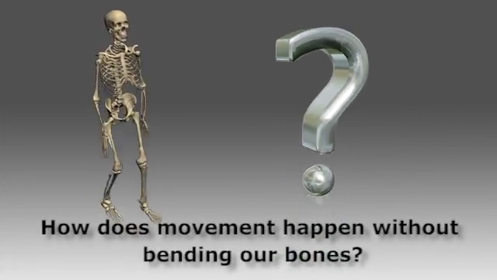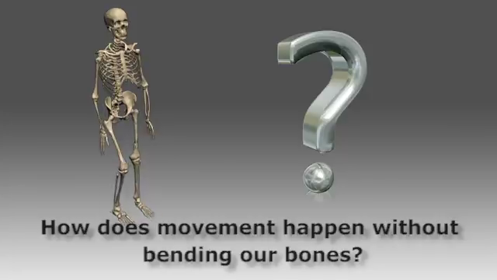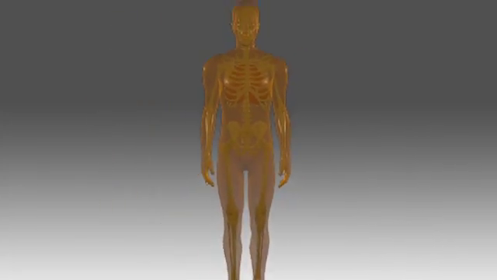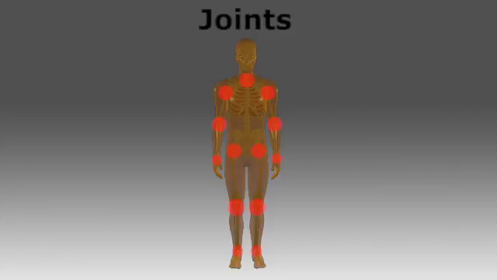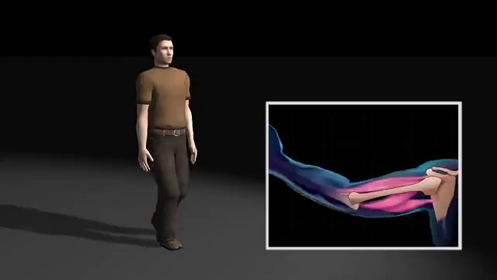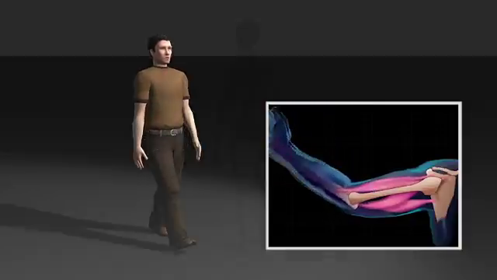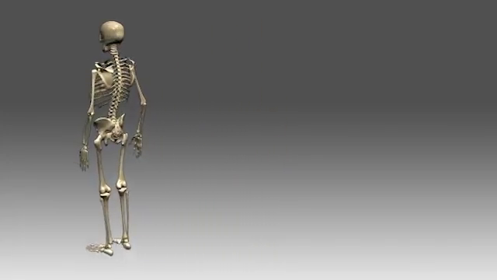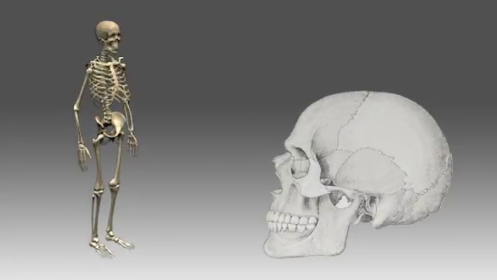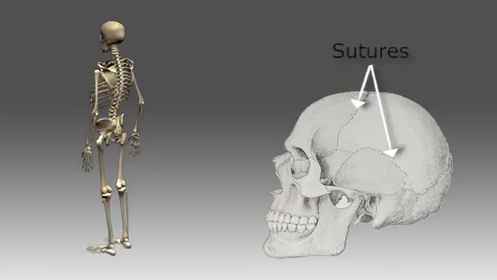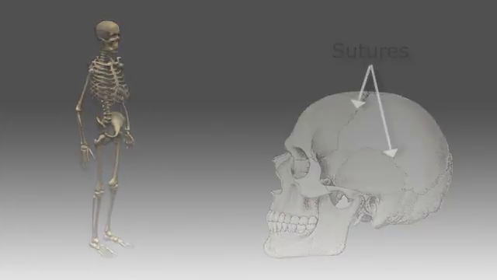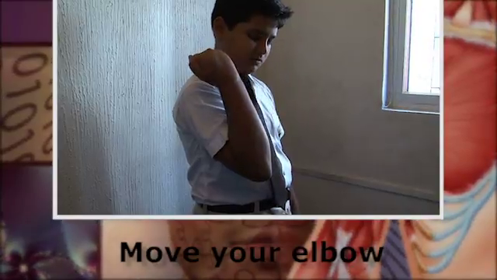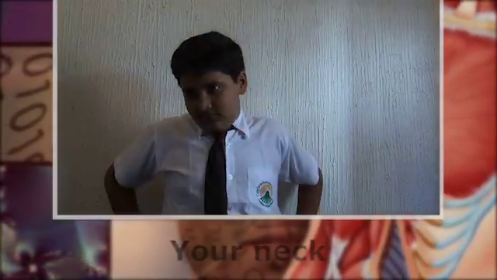So how does movement happen without bending our bones? Well, different bones are joined together, and the points where they are joined are called joints. We can move various parts of our body because of these joints and the muscles that surround these joints. Now, all the joints are not movable. Some are even fixed, such as the joints in our skull that protect our brain. These fibrous joints, called sutures, are observed only in the skull. Now, move your elbow, your wrist, and your neck.